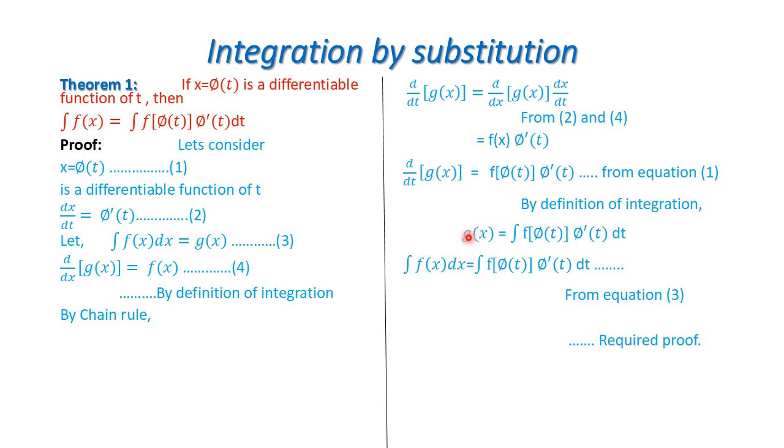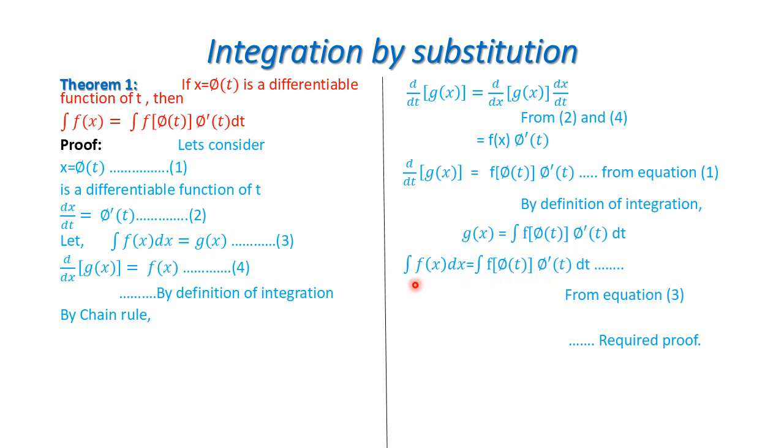Now come to the LHS. Here g of x, what is this g of x? We have already made a substitution for it from equation number 3. What is g of x? g of x is nothing but integration of f of x dx. And hence replacing this term from equation 3, we get integration of f of x dx is equal to integration of f of phi of t into phi dash of t into dt, isn't it?